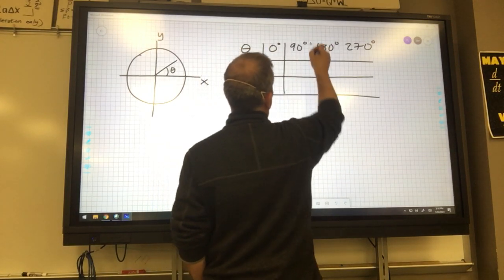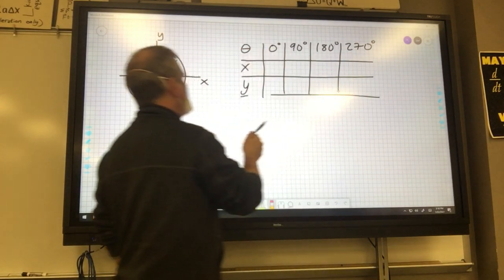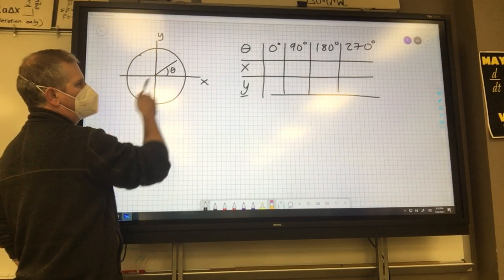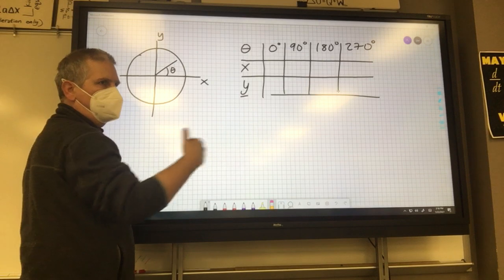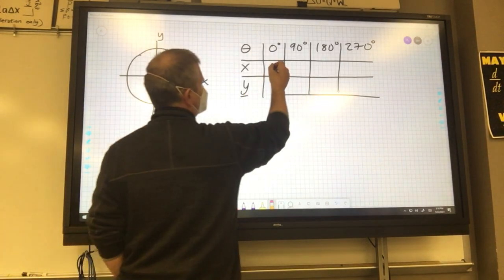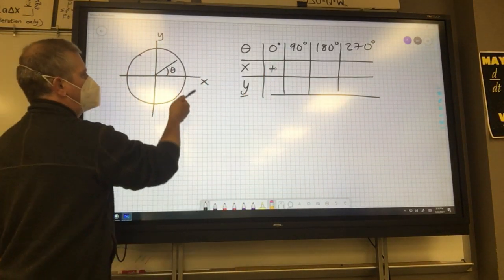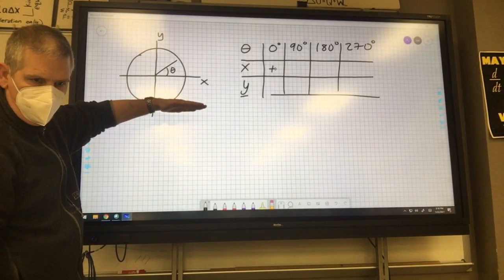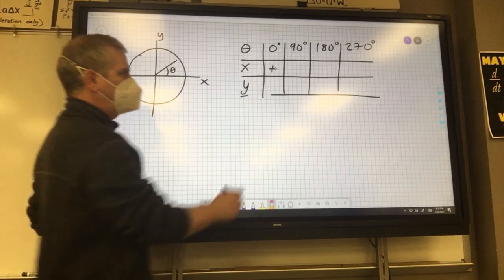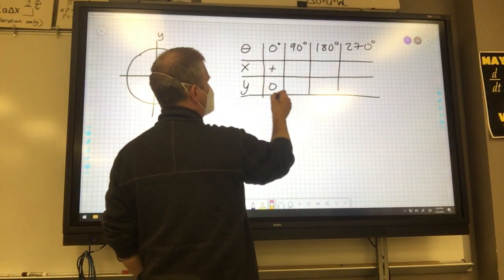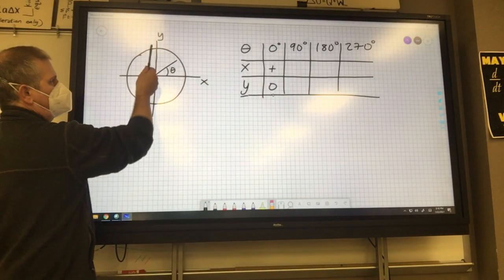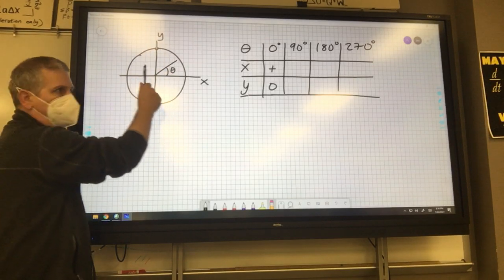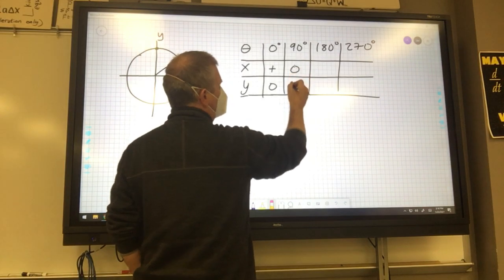So, the x position at theta equals 0, the x position would be a maximum, wouldn't it? So I'm going to call it a positive. Well, the x position, but the y position, would you agree the y position is 0? Right? It's right on the x-axis, so there's no y position there. How about when it's at 90 degrees? When it's at 90 degrees, it's up here at the top. Well, x now equals 0. But y is at a positive.